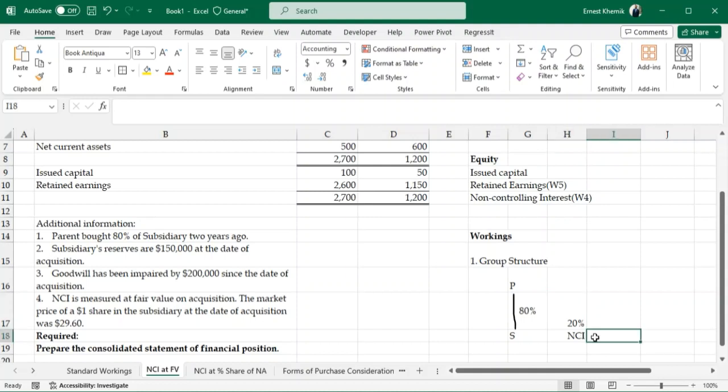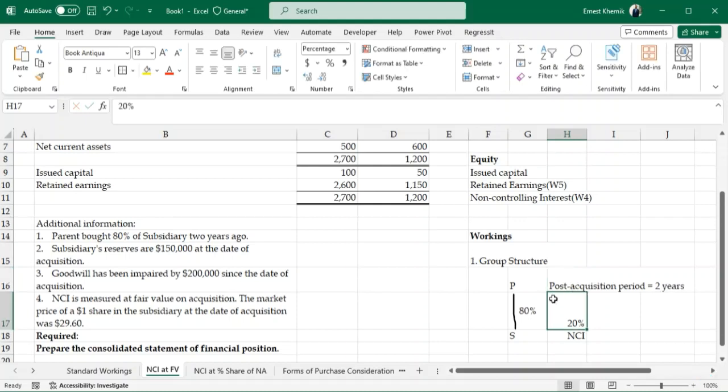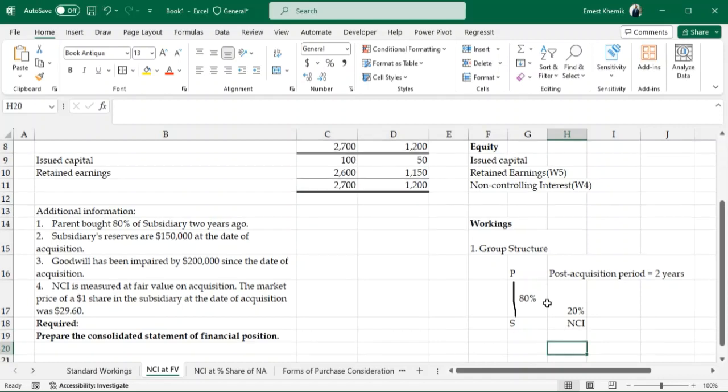Now this has been acquired 2 years ago, so we can also establish that the post-acquisition period equals 2 years. All right, so that is 2 years. That is very clear from the additional information that we have here. All right, so that is the group structure. This is how we establish the group structure.